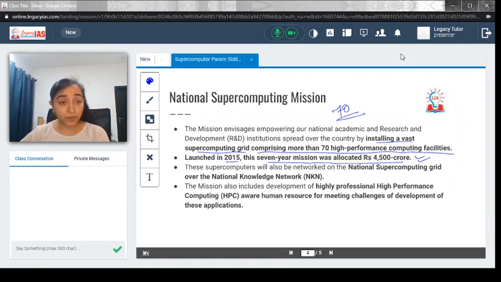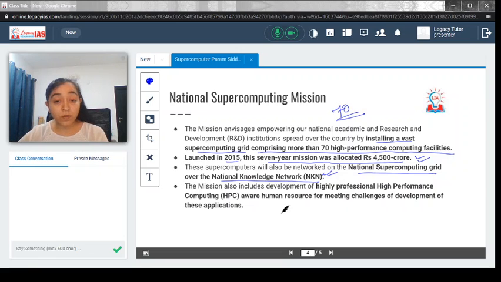Then these supercomputers will also be networked on the National Supercomputing Grid over the National Knowledge Network. The National Knowledge Network is something through which the colleges are connected over high-speed internet to be able to get access to the online content which is available. So these computers will also be linked through that.